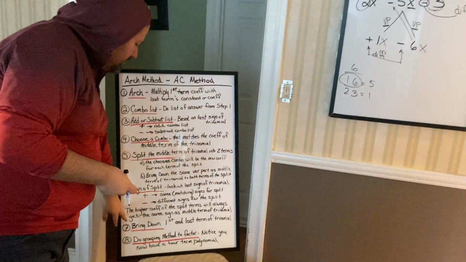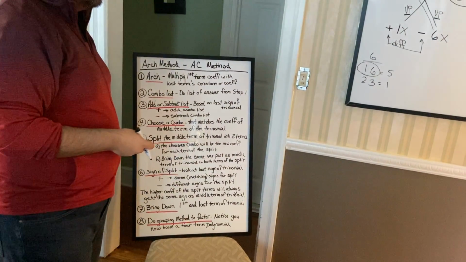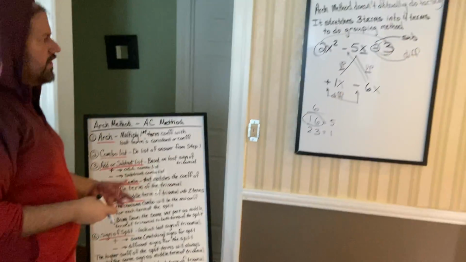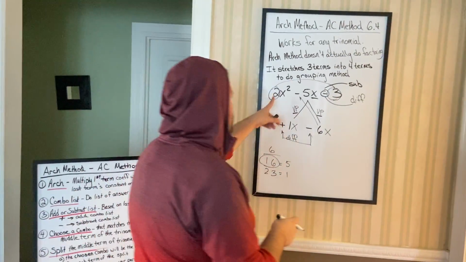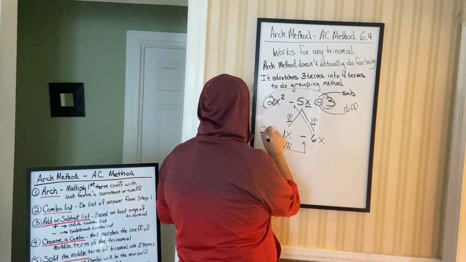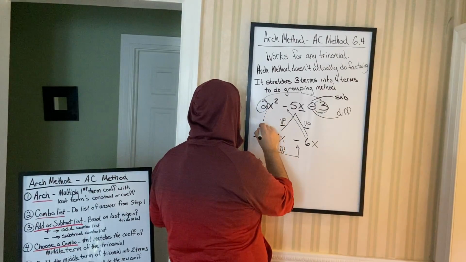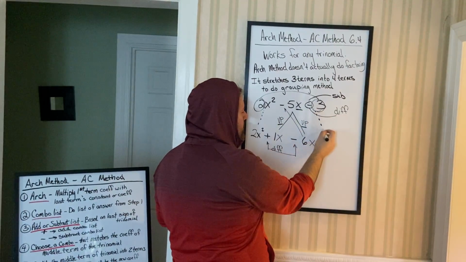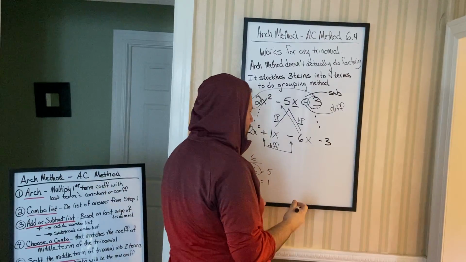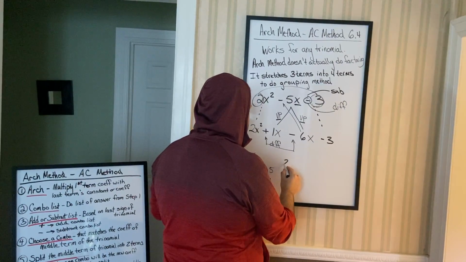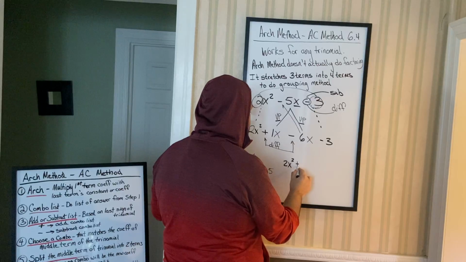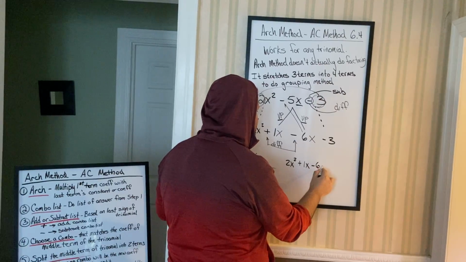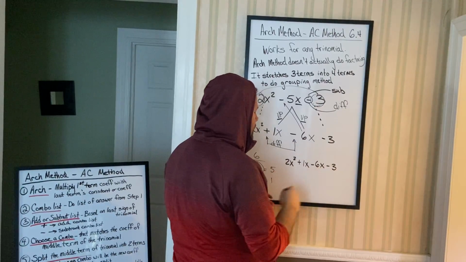Once I got the signs, then it says bring down the first term and the last term of the trinomial. So the first term of the trinomial is the 2x squared. Notice I just brought him down. I didn't touch him, just brought him down. And this constant term, -3, I brought it down. Notice 2x squared plus 1x minus 6x minus 3.